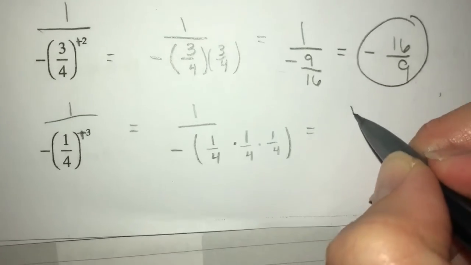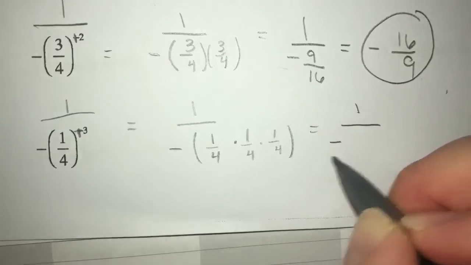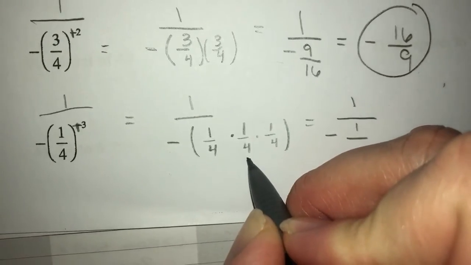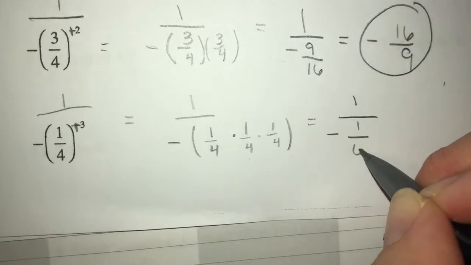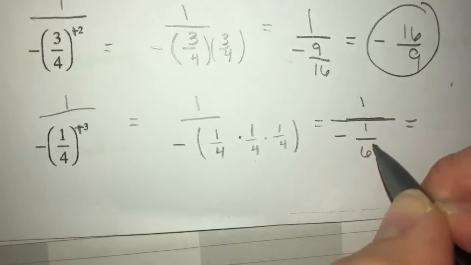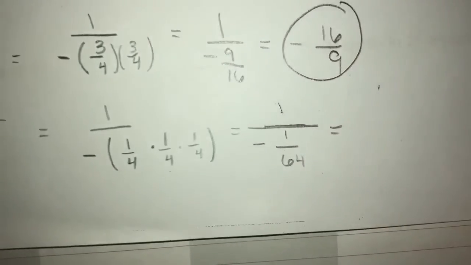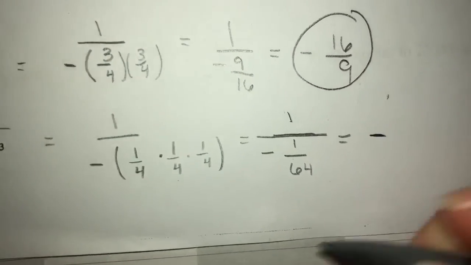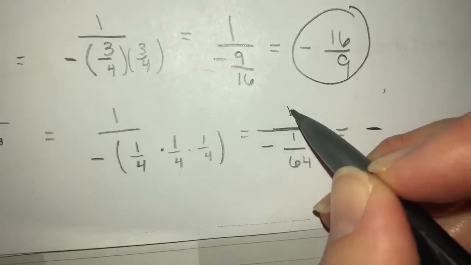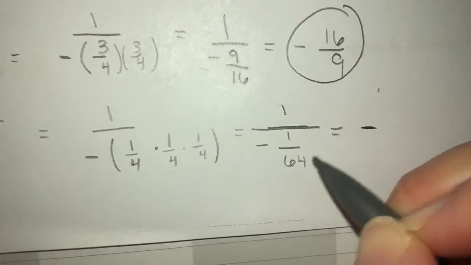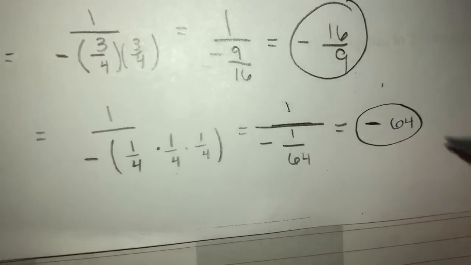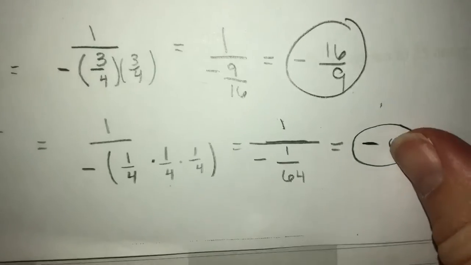Okay, so that's going to give me 1 over negative. 1 times 1 is 1. 4 times 4 is 16, times another 4 is 64. So remember, what this really means is 1 divided by negative 1/64. I know that negative is going to stay there. Keep, change, flip. 1 times 64 over 1 is just going to be 64. And so we get negative 64 as our answer.